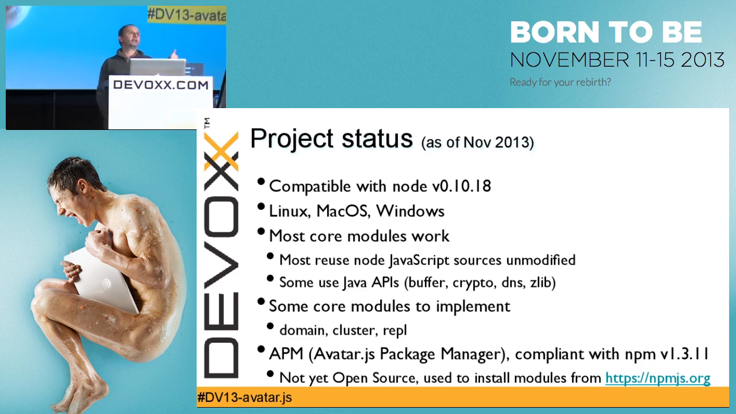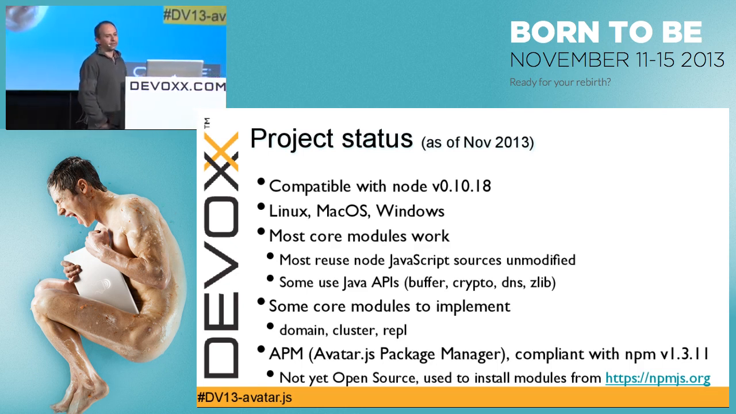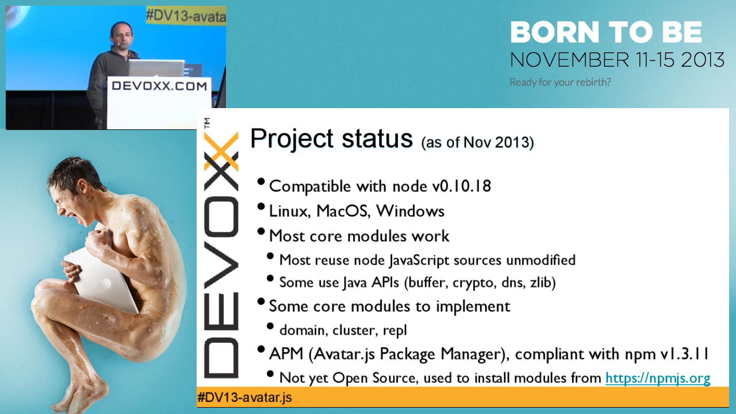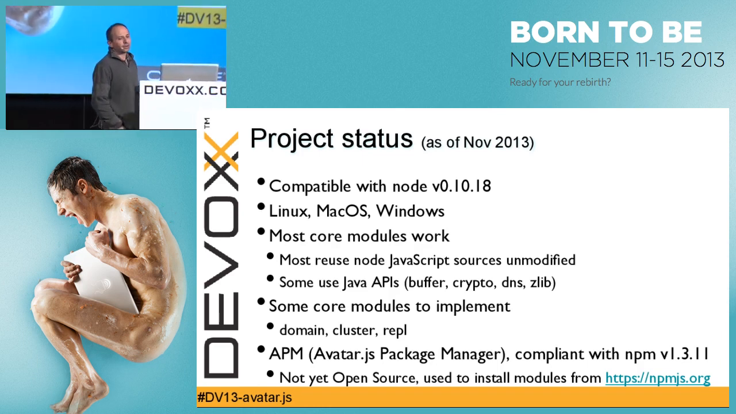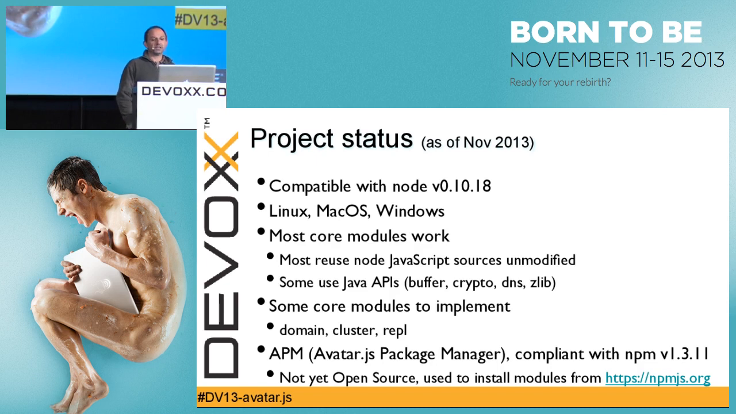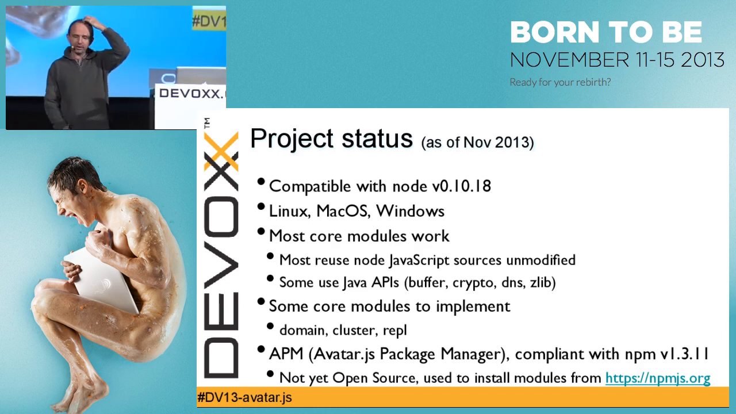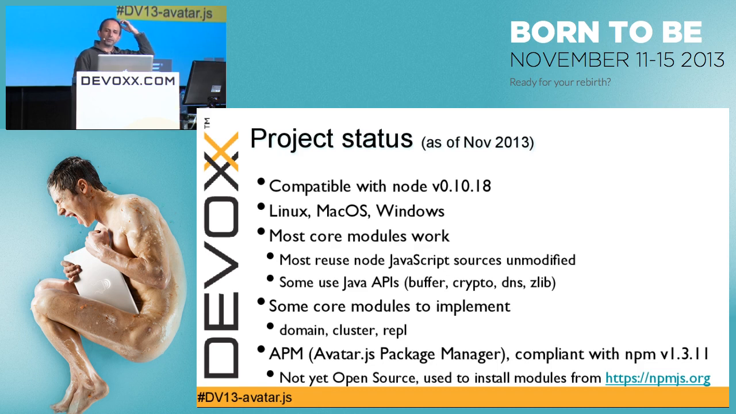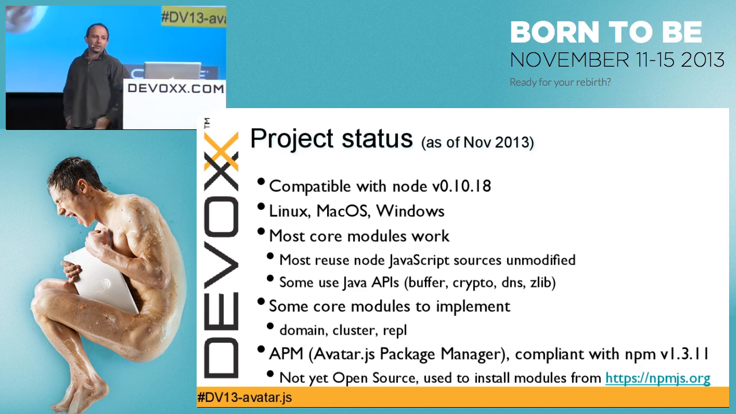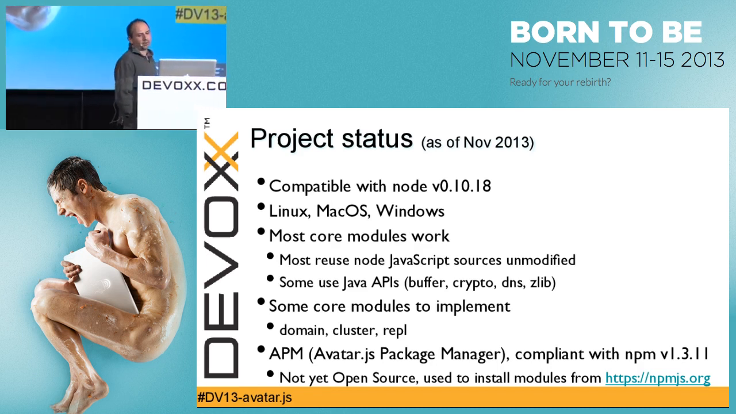The core modules, the file system, TLS, SSL, DNS, crypto, are all running nearly unmodified. We have implemented some of them using Java APIs. So I was mentioning TLS, but actually TLS is currently implemented on top of the Java TLS implementation. Similar for zlib, that is a compression API. For this one, we are using the zip API of the Java platform.